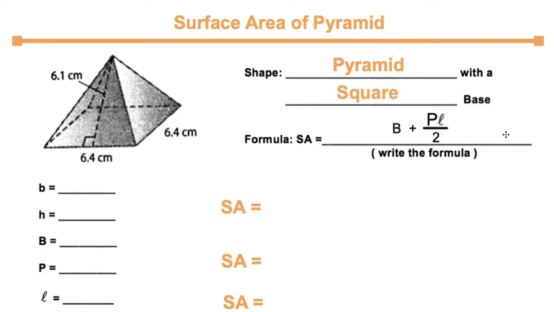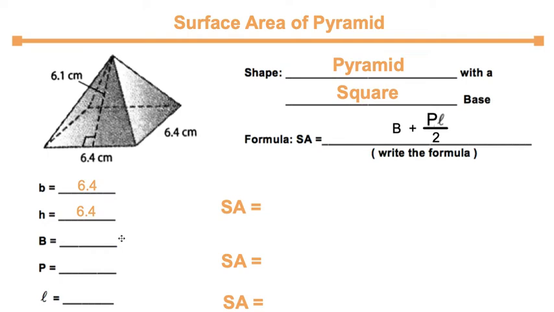So let's review the formula for surface area: capital B plus perimeter times slant height divided by 2. So take a look at your picture here. Can you identify the base and the height of the square bottom? Base, 6.4 centimeters. Height, also 6.4 centimeters.